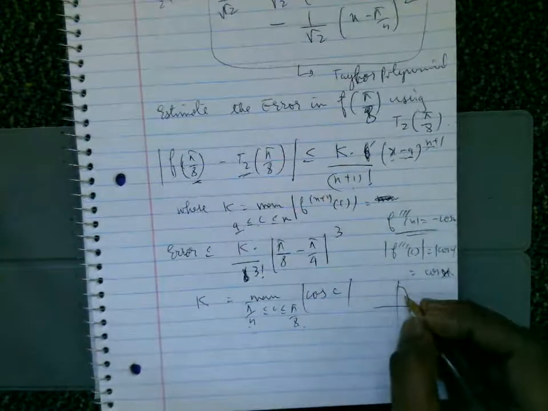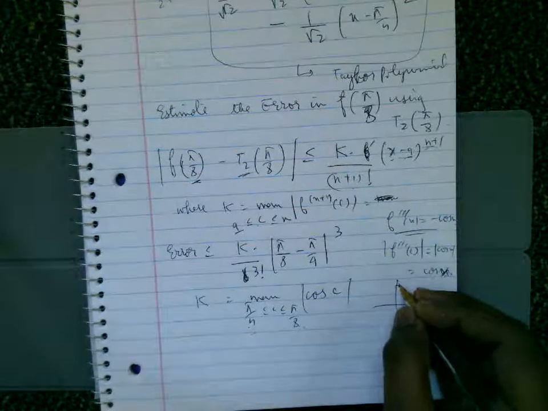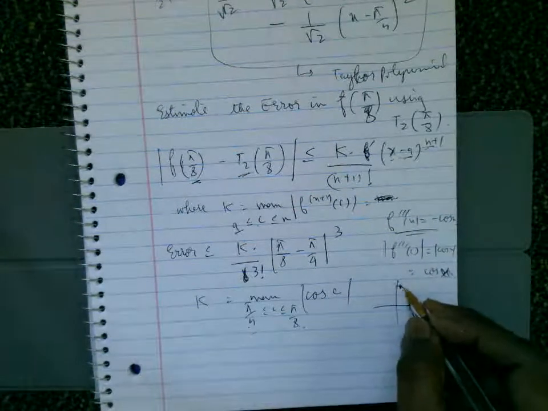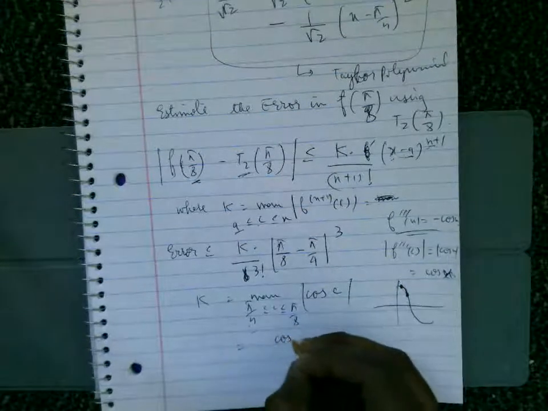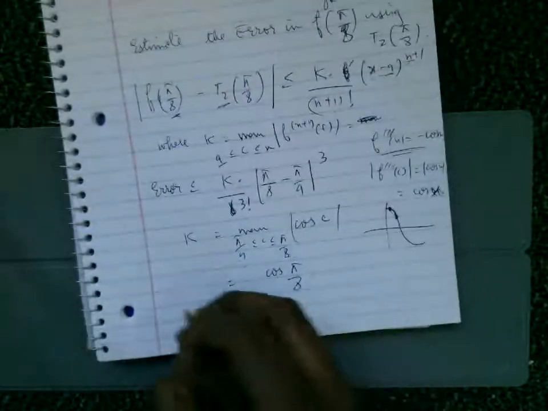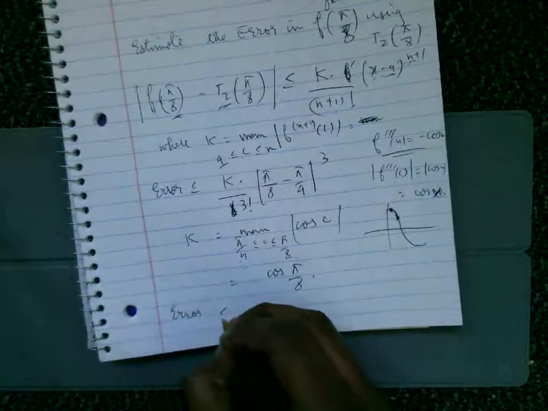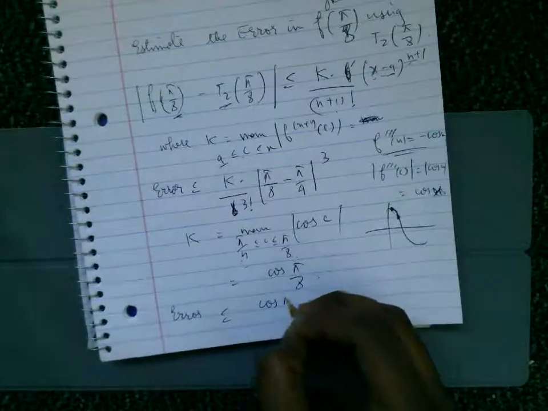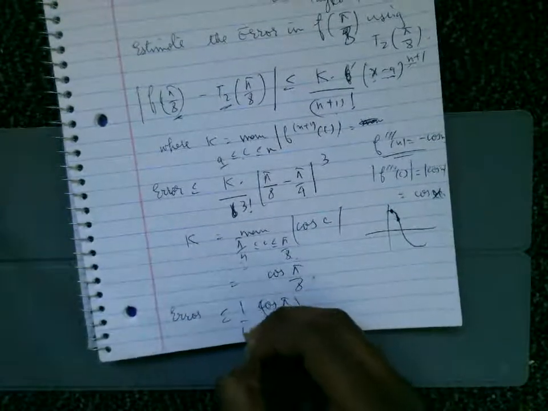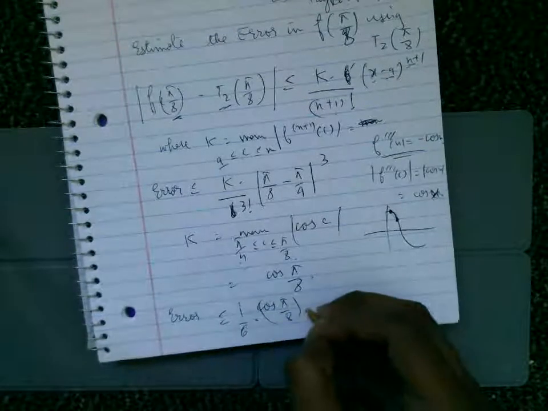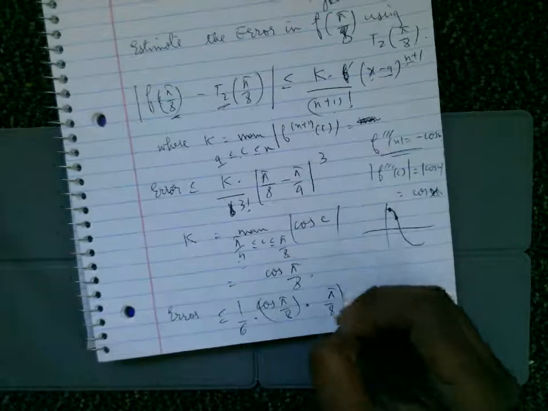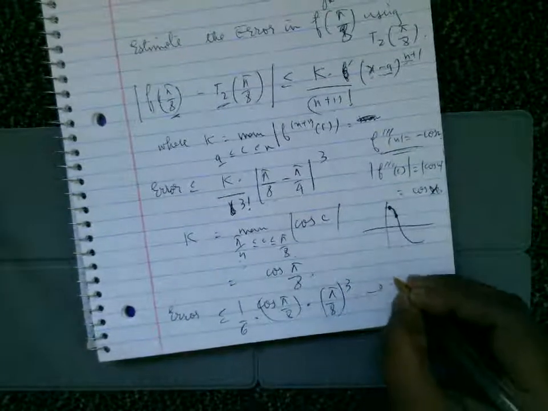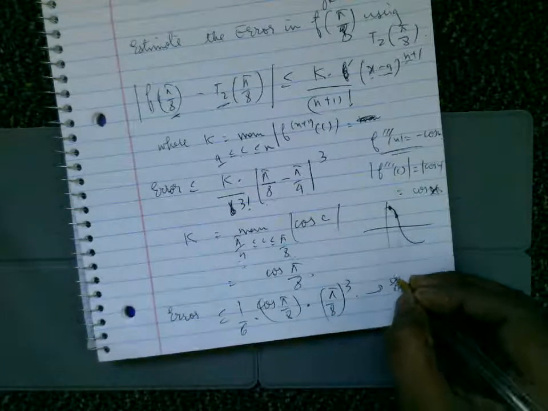So between pi by 4 and pi by 8, we know that cos looks like this, and pi by 4 is here and pi by 8 is here. So the maximum in this interval would be just cos pi by 8. So this error is less than or equal to cos of pi by 8 by 6 times pi by 8 whole cube, which is the final answer for the error.